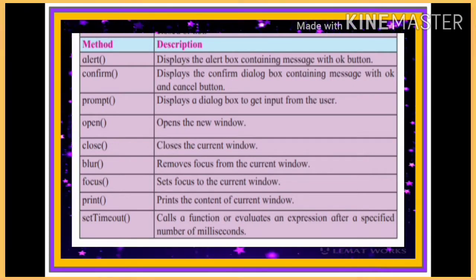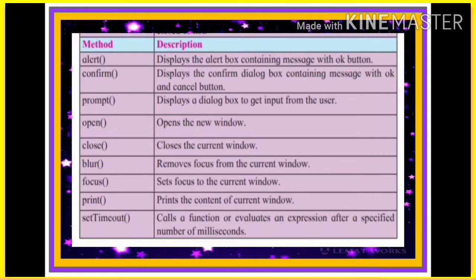Next method is open method. Open method opens the new window. Next method is close method, which closes the current window. Next is blur function. Blur function removes focus from the current window. Next is focus method. Focus method sets the focus to the current window. Means blur method and focus method are opposite to each other.